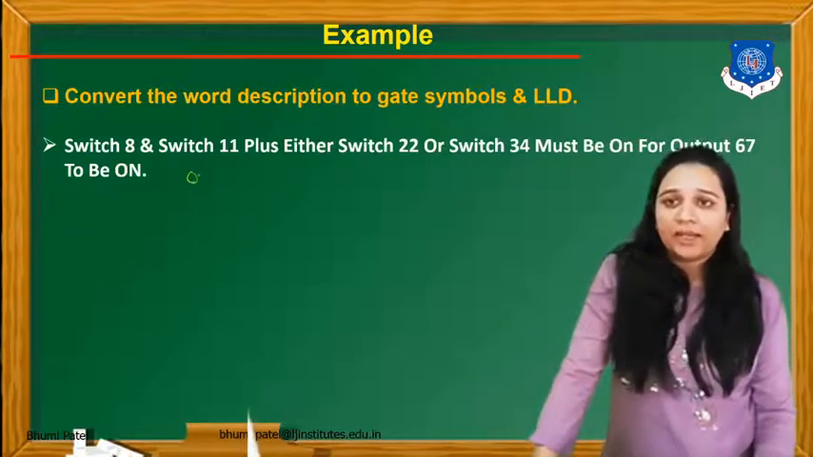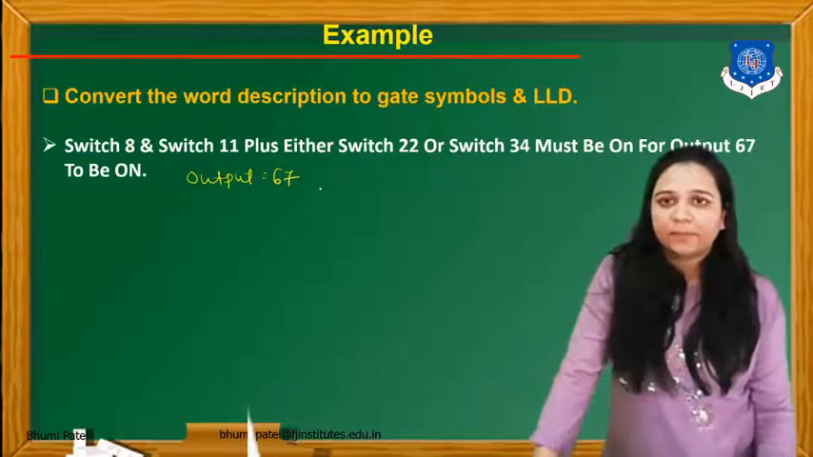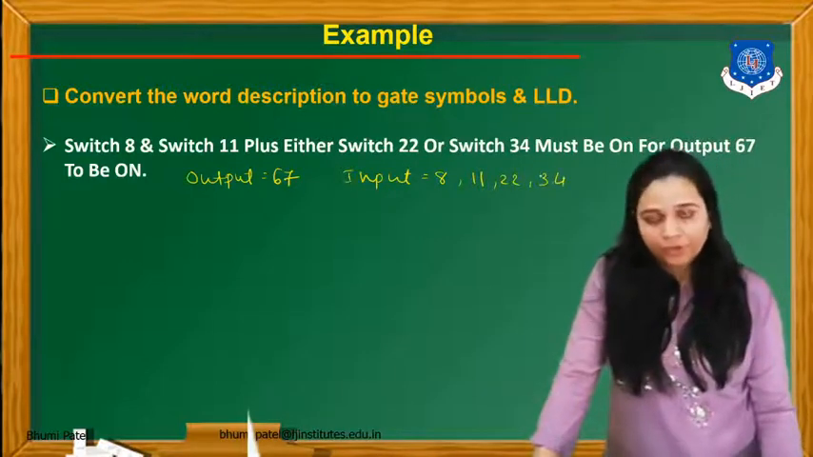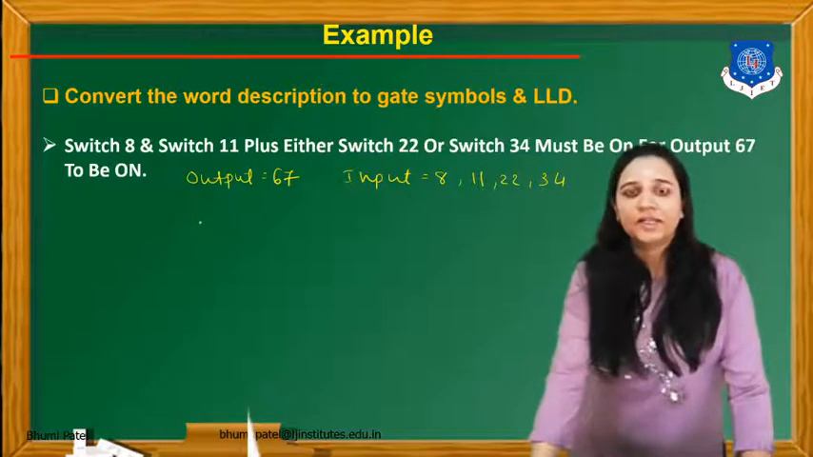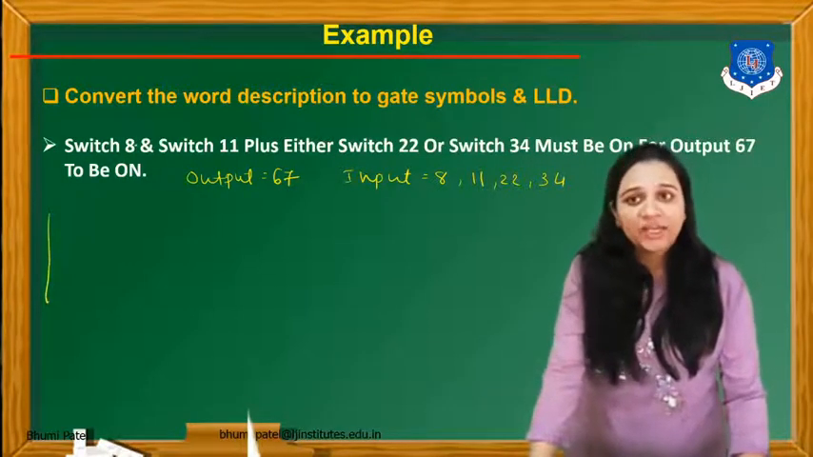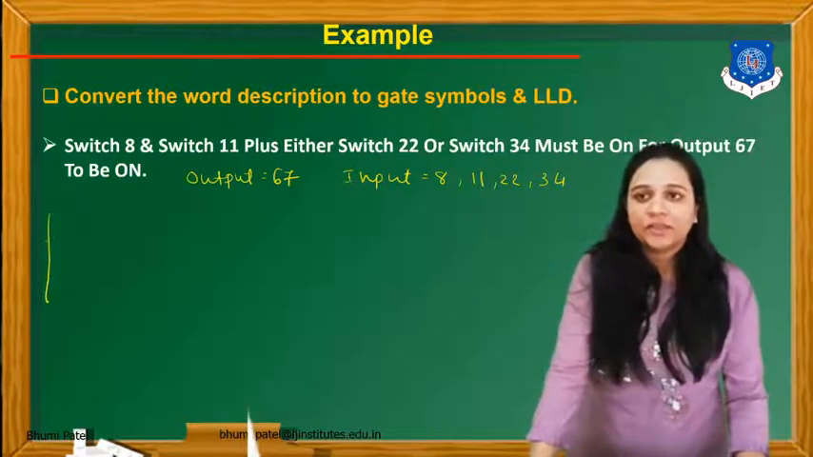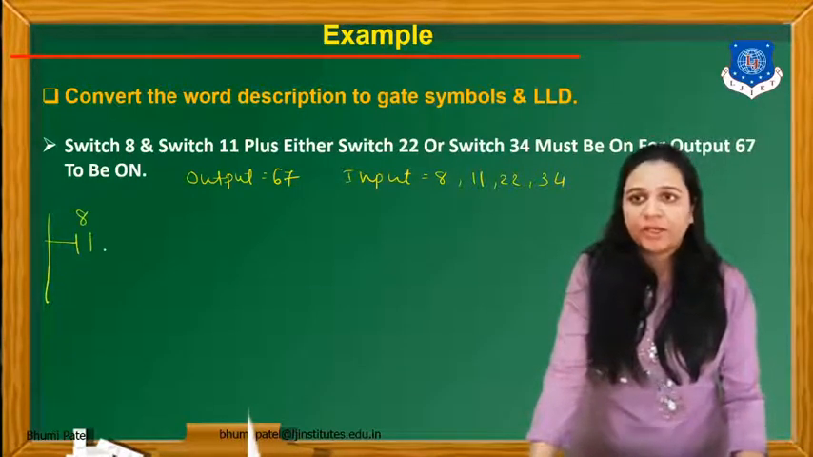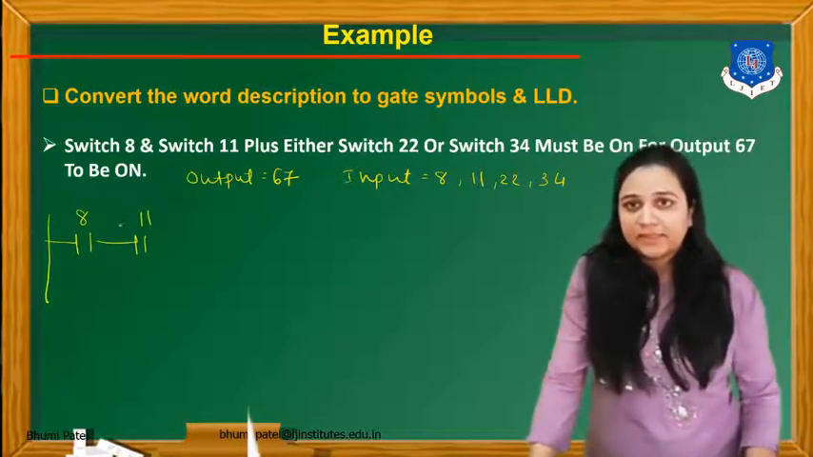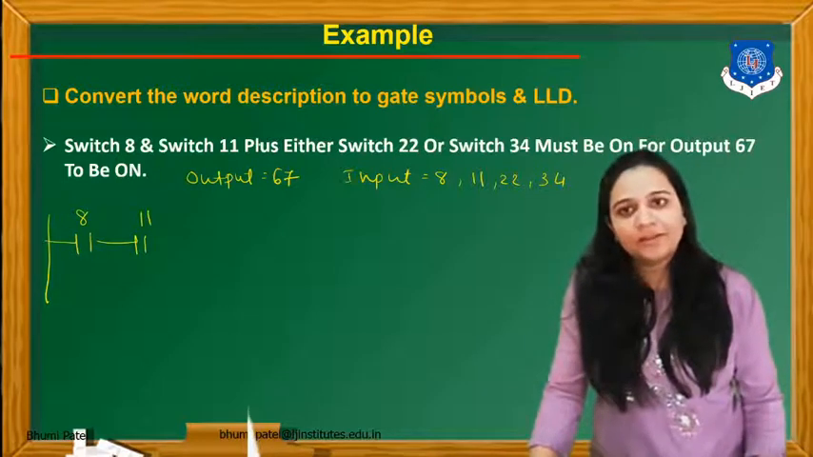For that, the output is 67 and the inputs are switch 8, 11, 22 and 34. Now we have to convert this word description into the gate symbol. So first, the ladder logic diagram: switch 8 and switch 11. That means we can put switch number 8 and switch number 11 in a series connection. Plus means the parallel connection.